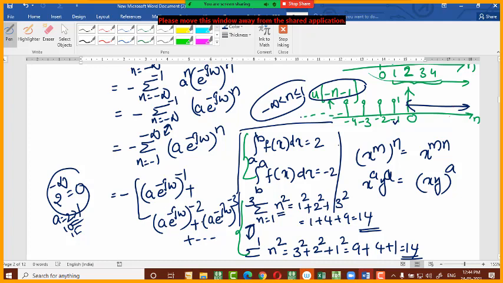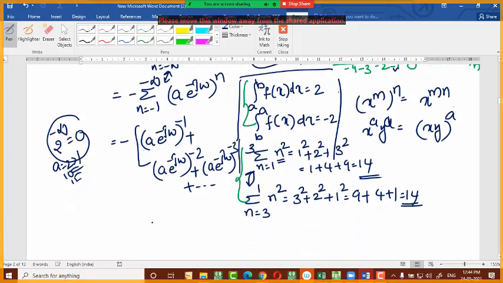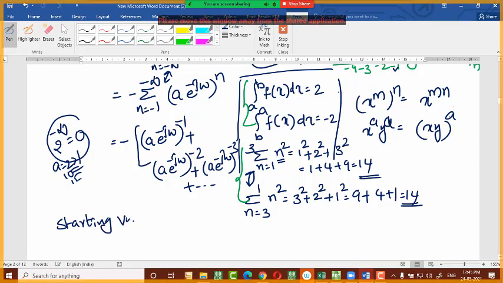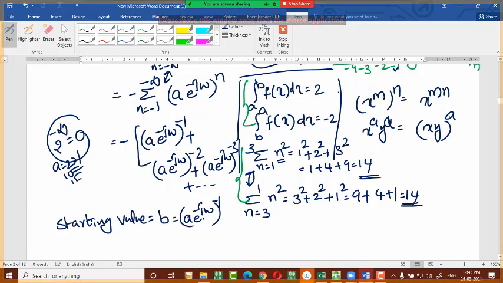Now we have to add this one. Again same thing, it is in GP, but the first term itself is a into e power minus j omega whole to the power of minus 1. For the first term, here I am writing the starting value. Starting value I am representing with p, a into e power minus j omega whole power minus 1. What is the second value? A into e power minus j omega whole power minus 2. How did we get this one? By multiplying this first one with a into e power minus j omega power minus 1.